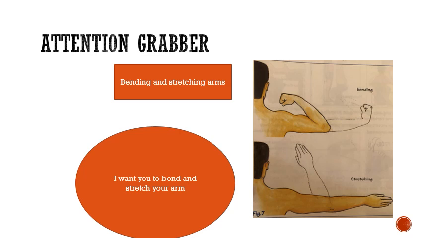Bending, we close our forearm. Then stretching, we loosen it up. Then bending, stretching. Close our hands, bending. We loosen our hands, stretching. Let's repeat one more time. Bending and stretching. Excellent.